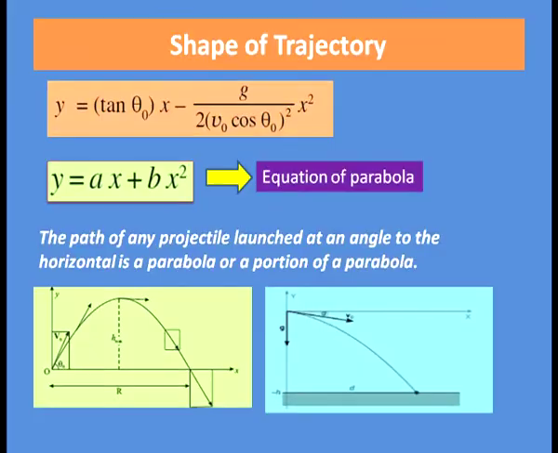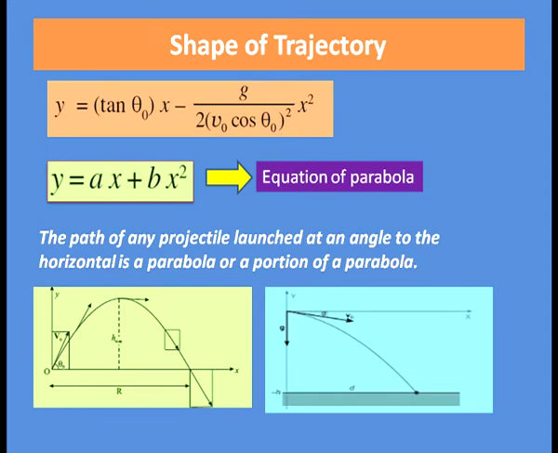Now, you can see the equation of trajectory, that is y equal to tan theta 0 x minus g divided by 2 V0 cos theta 0 square into x square. We can write this equation as y equal to ax plus bx square. Here a is the coefficient of x, that is tan theta 0, and b is the coefficient of x square, that is minus g divided by 2 V0 cos theta 0 whole square.